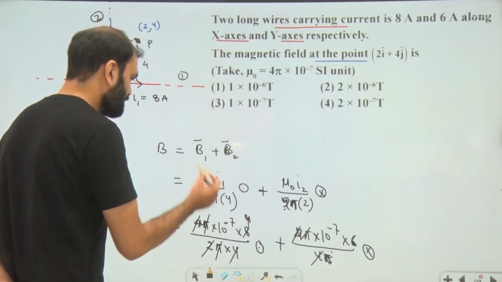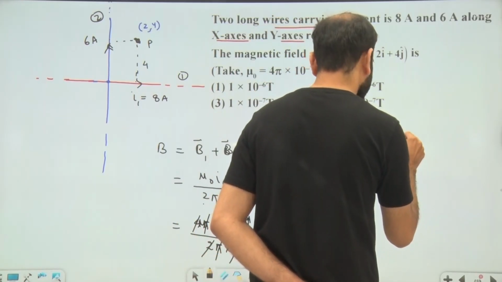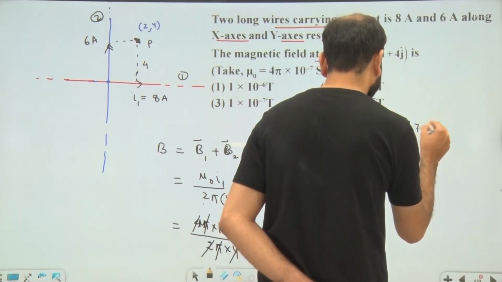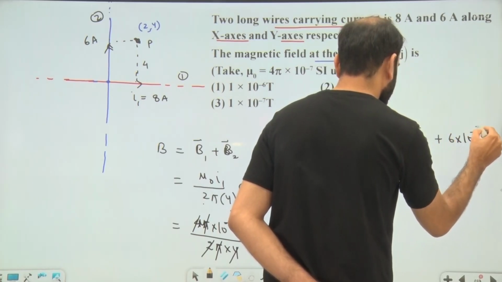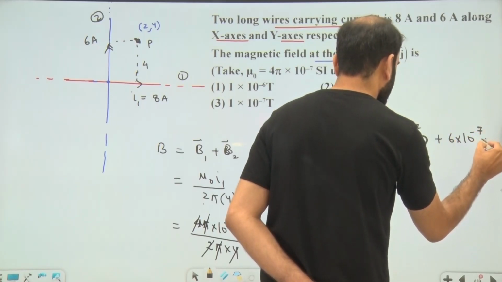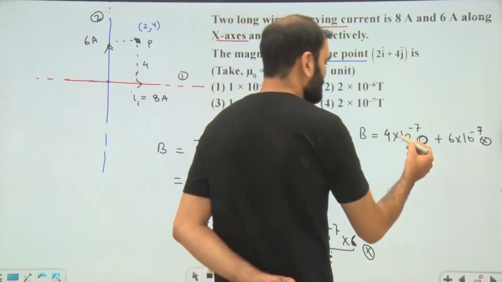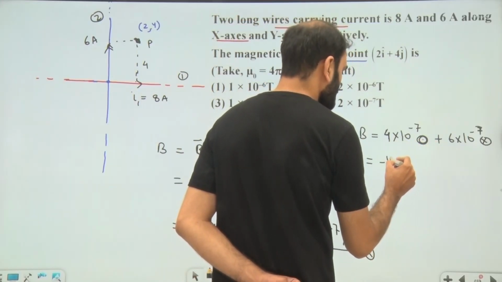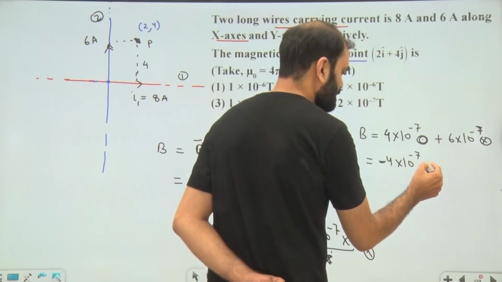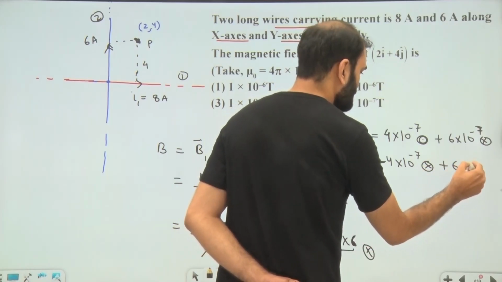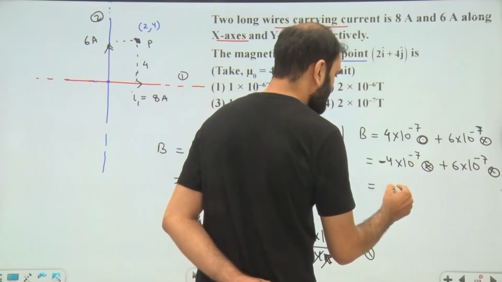So the net magnetic field is B equal to 4 into 10 raised to power minus 7 out of the plane, plus 6 into 10 raised to power minus 7 into the plane. This quantity is more than that quantity, so I'm reversing the direction: minus 4 into 10 raised to power minus 7, which is now inward, plus 6 into 10 raised to power minus 7 into the plane. Just add it up and you will get 2 into 10 raised to power minus 7 into the plane.